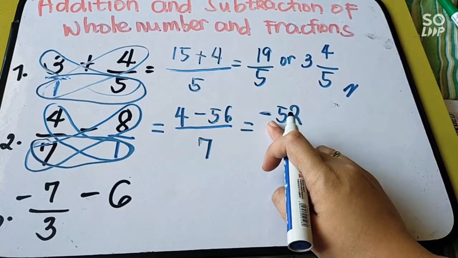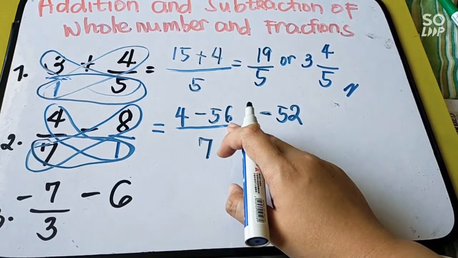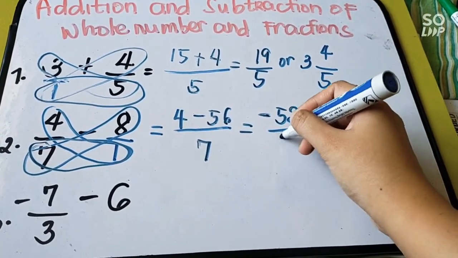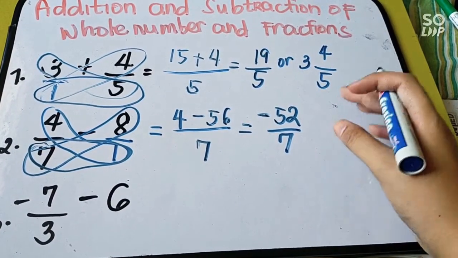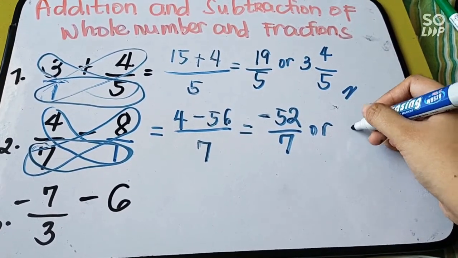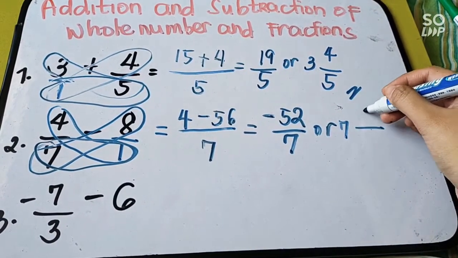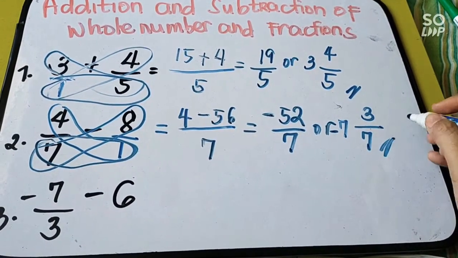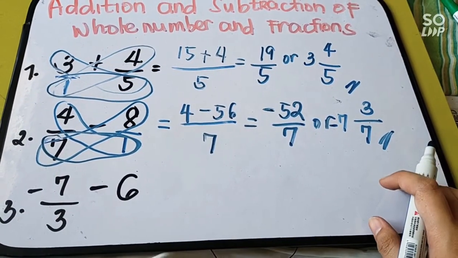Why negative? Because the sign of the higher number is negative. Then, they are different in sign. You are going to subtract the numbers. So, the answer is negative 52 over 7. So, this is now your answer. So, pwede mo naman siya i-change into mixed number. So, the answer we have, negative 7 and 3 over 7. Yan. So, pwede namang improper fraction or mixed number. Depende sa inyo. Next tayo.